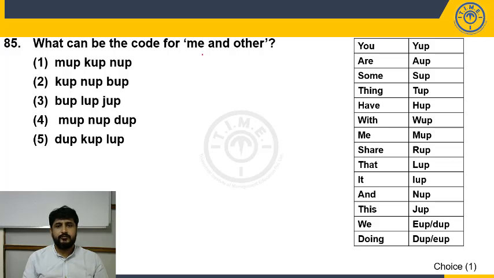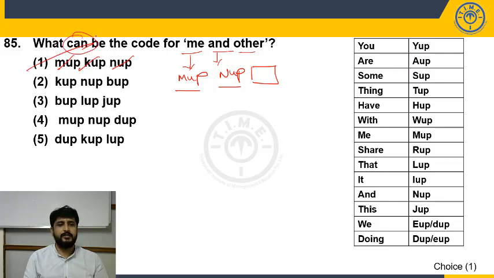What can be the code for "me and other"? First of all, tell me what is the code for me? MUP and NUP. "Other" is a new word, so we require a new code. A combination of MUP, NUP and a new code. MUP, NUP, yes. KUP, it does not exist already. So KUP, choice 1. And it is given "can be". "Can be" is nothing but possibility. Possible one. Choice 1.